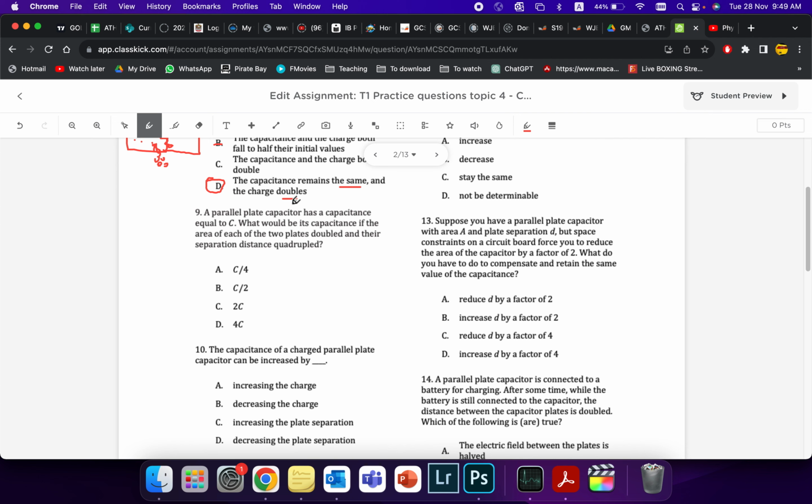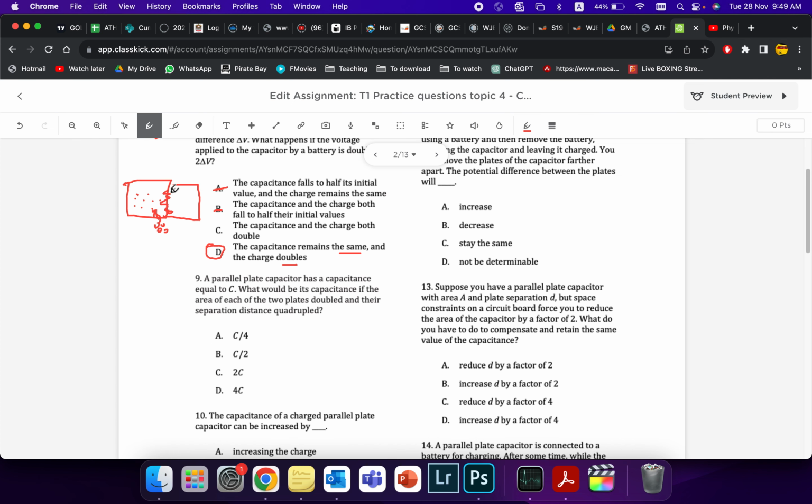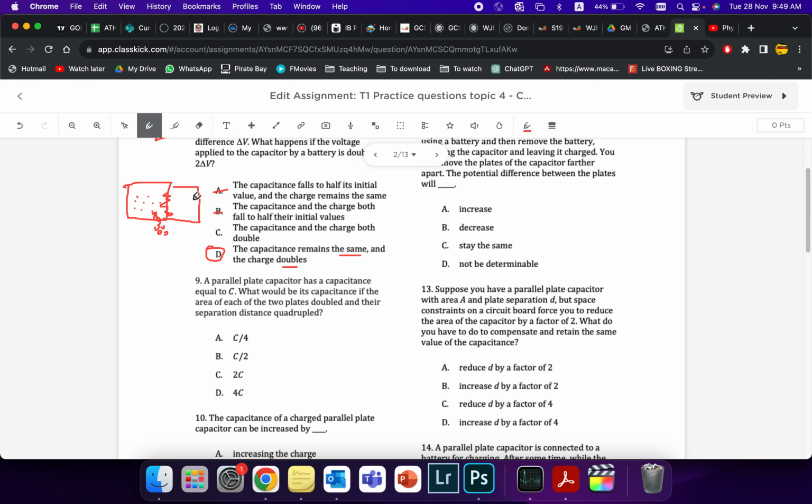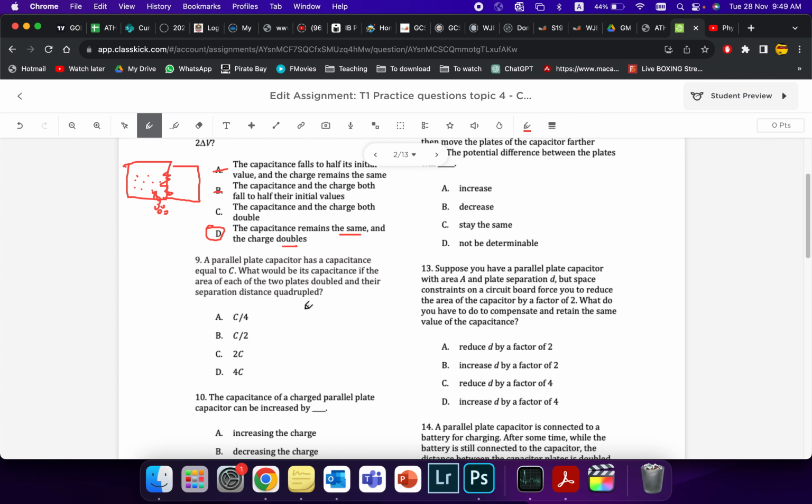A parallel plate capacitor has this. What would be the capacitance if you double the area and the separation is quadrupled? Now, this is what's going to affect the value of the capacitance. It's the formula that I said comes later, and that is now: C equals epsilon naught A over d.